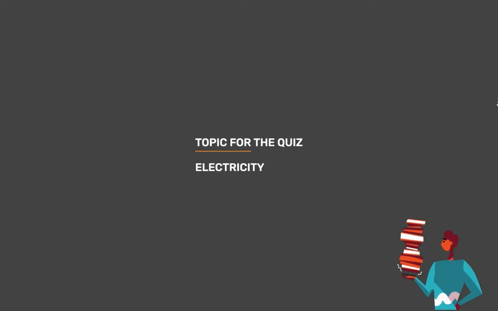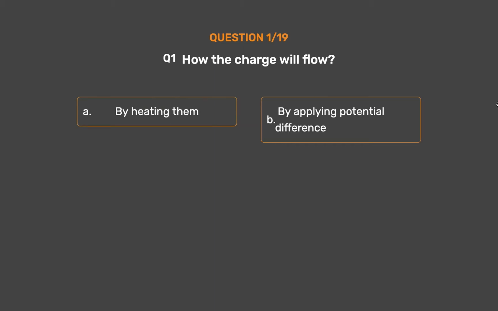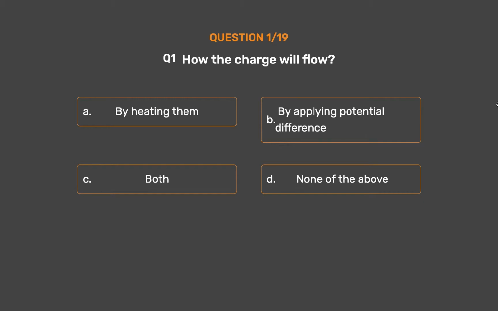Topic for today's quiz is electricity. Question number 1. How will the charge flow? Option A. By heating them. Option B. By applying potential difference. Option C. Both. Option D. None of the above.